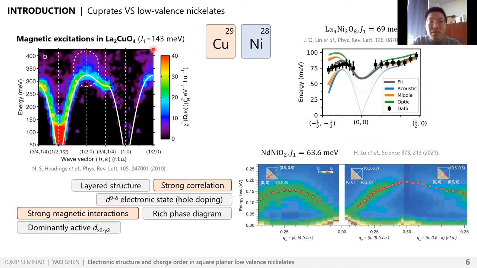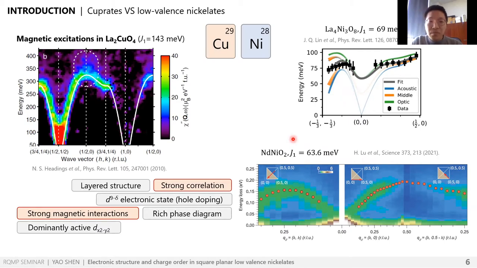The nearest neighbor J can be as large as 140 meV, which in these materials is caused by the strong correlations. And for nickelates, not long after the discovery of superconductivity, RIXS observed the nice dispersion of the magnons in both the trilayer nickelate and the infinite layer nickelate. And the nearest neighbor exchange interaction is quite consistent, around 60 or 70 meV. So it's weaker than cuprates, but still appreciable, indicating that the correlations in the low valence nickelates are still pretty strong.